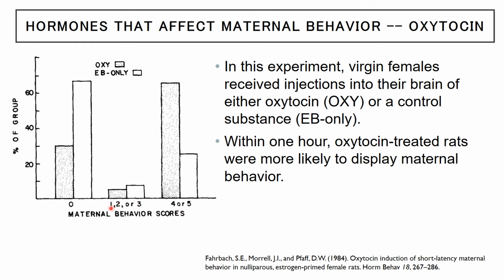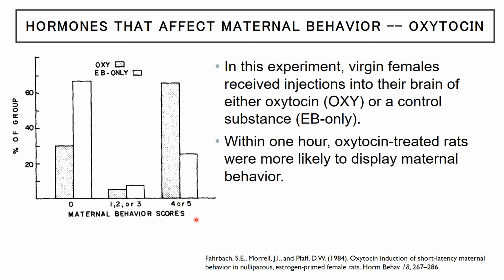So we're categorizing how maternal these rats are. These are virgin females, so they've not given birth, but we're just injecting them with oxytocin and then seeing how likely they are to show maternal behavior to orphan pups. Remember, it takes days and days and days typically for a virgin female that has not had its olfactory system destroyed to show maternal behaviors. If you inject them with oxytocin, you're more likely to get more maternal behaviors.